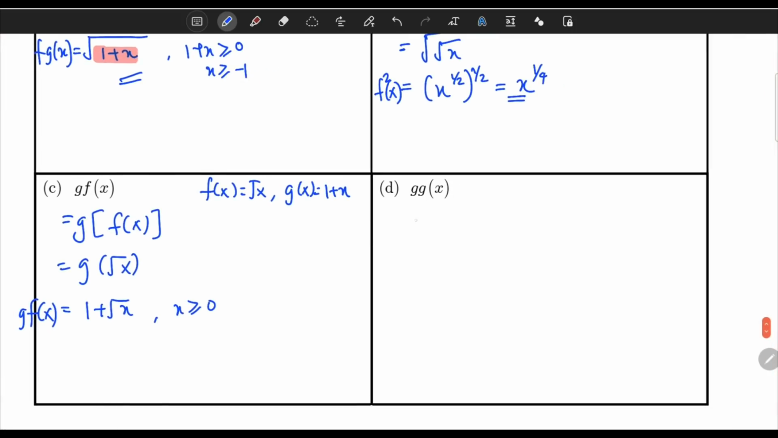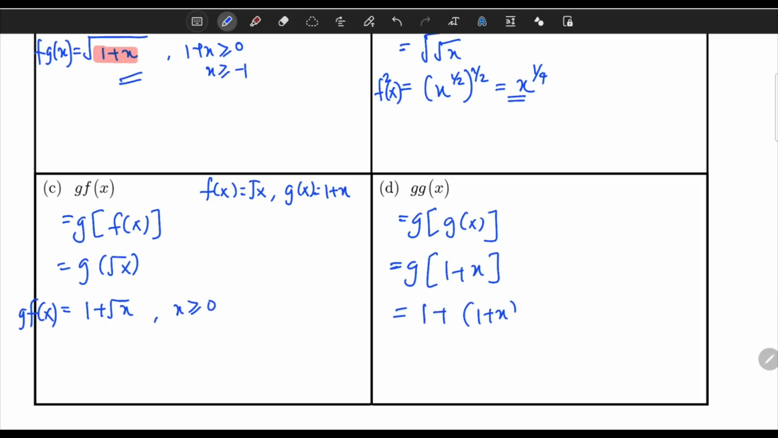And then d, same thing. So this is g of gx. So gx is 1 plus x. So substitute again, so 1 plus x. So we have 2 plus x. So this is your g squared x.